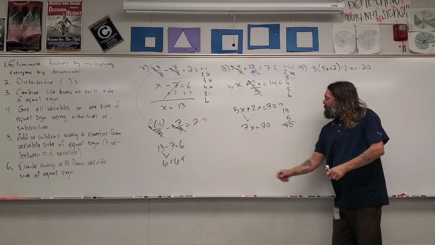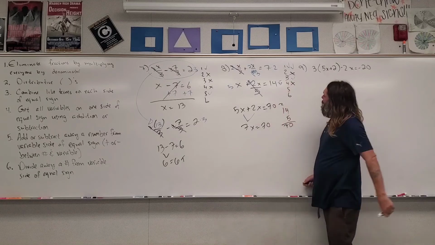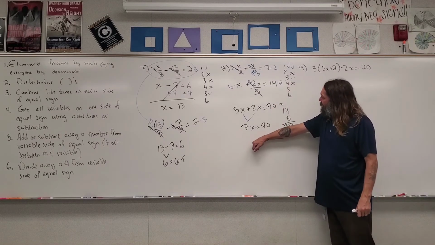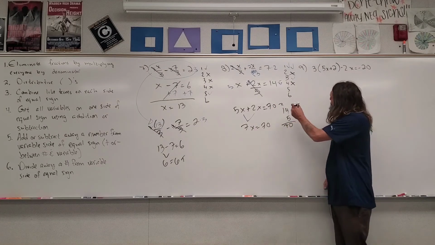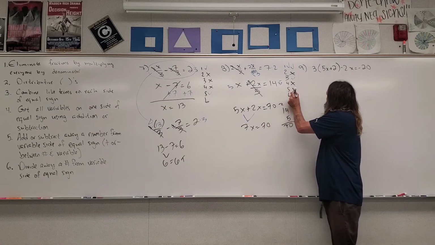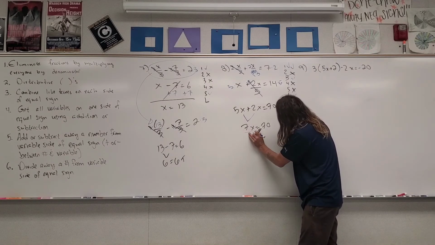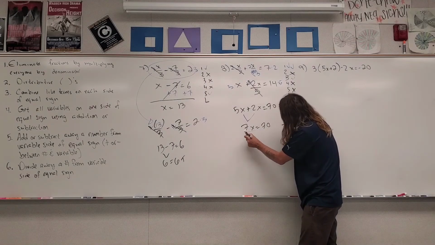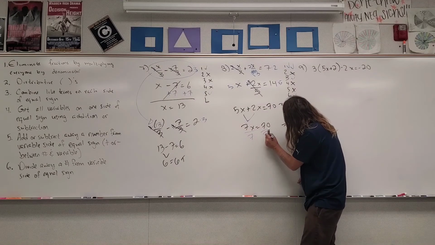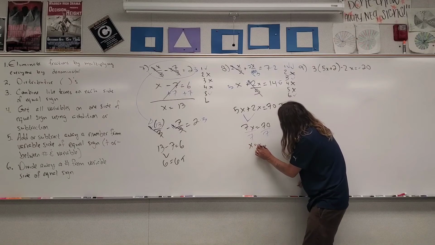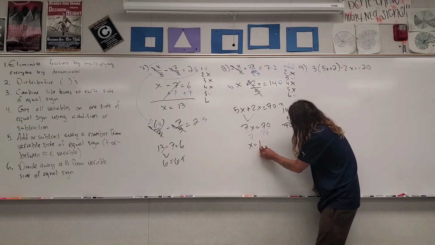Are all my x's on one side? Yep, can't do that. Can I add or subtract away a number from the variable side? Nope, because there's no plus or minus between that. So that means that I must do the last step, and that is to divide. Divide by 7, not by 2. Divide by 7. So that means x equals 10, because 7 goes into 70 10 times.